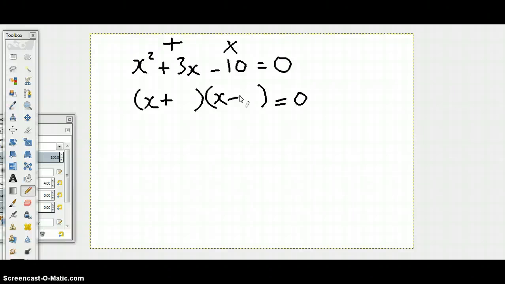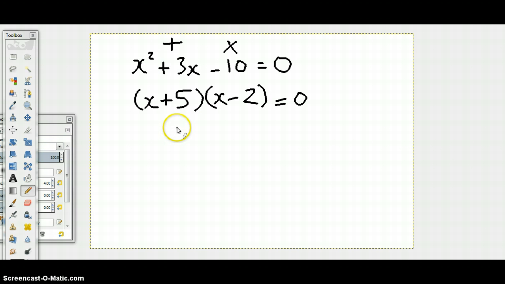The 1 and the 10 isn't going to work very well. I'd be looking at getting minus 9 or plus 9, which is no good for me. So I'm going to try the 5 and the 2. I've got to end up with plus 3x in the middle. So I guess the positive number here is going to be the bigger one, and this is going to be the minus 2. So now I've got two numbers that multiply to make minus 10, and add to make plus 3 in the middle. So I reckon that's the correct factorisation.